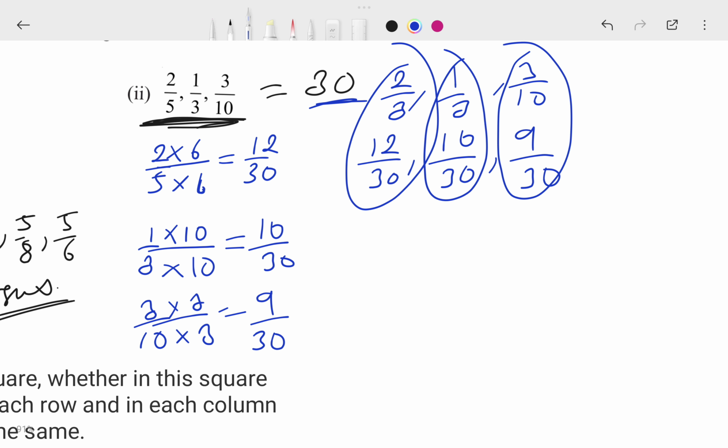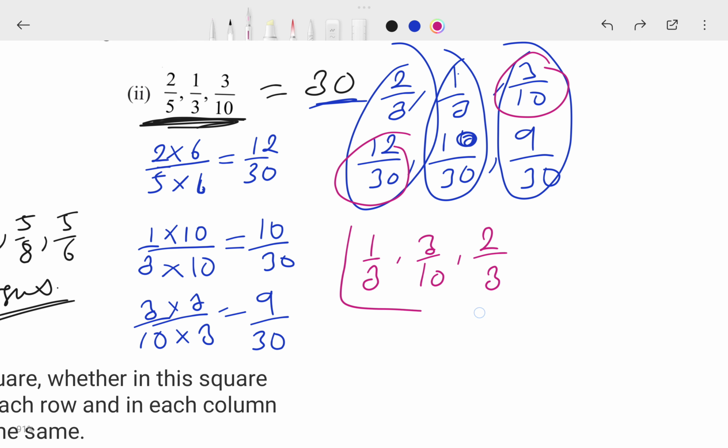In these, which is the smallest? This 10 by 30 is small, that is 1 by 3. So we will write 1 by 3. Here, which is smaller, 12 by 30 or 9 by 30? 9 by 30 is smaller. It is 3 by 10. We will write 3 by 10. Then 12 by 30 is left, so we can write 2 by 3. So this is our answer.